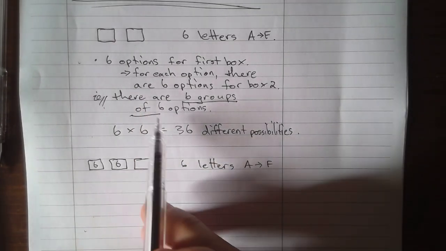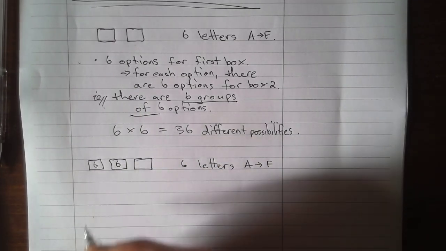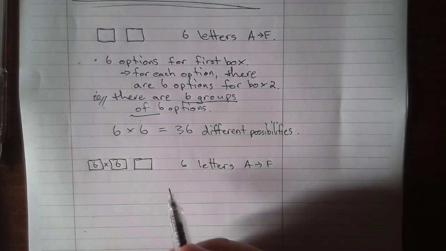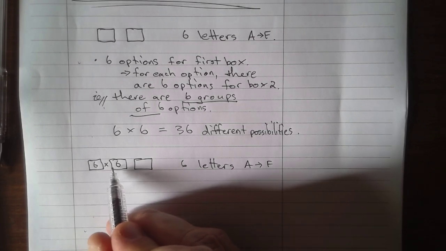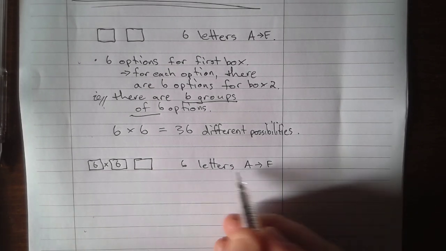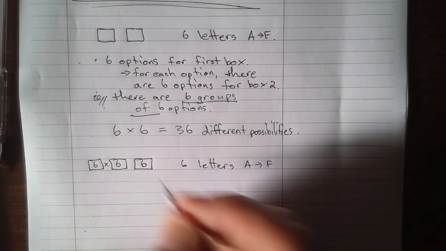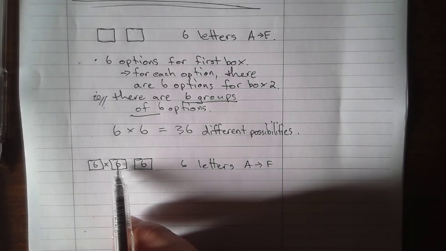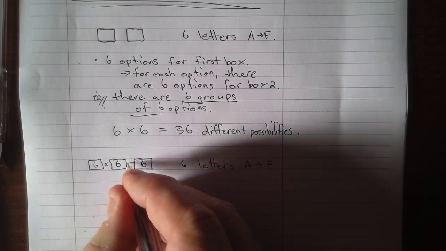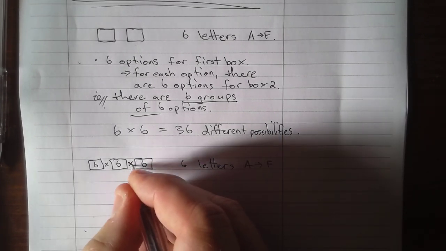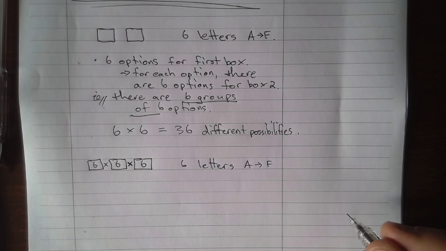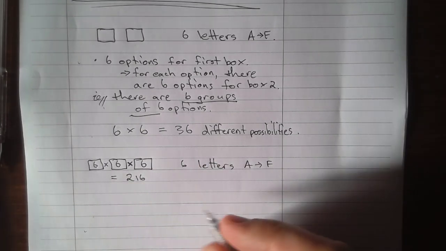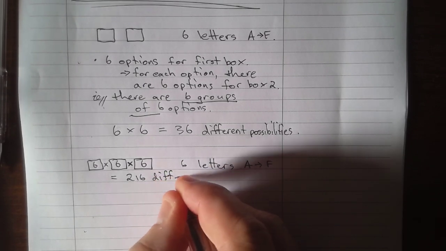Now remember what we did up here was we said, well, that's 6 groups of 6 options, and that corresponded mathematically with saying 6 times 6. Okay, so now we've got that 6 times 6. In the third box, we've still got 6 letters to choose from. So there's 6 different possibilities in there. So now it's like saying we've got 6 groups of 6 groups of 6 options. So 6 groups of 6 groups of 6 means 6 times 6 times 6. Okay, so that tells us we've got, if you multiply that out, 216 different possibilities.